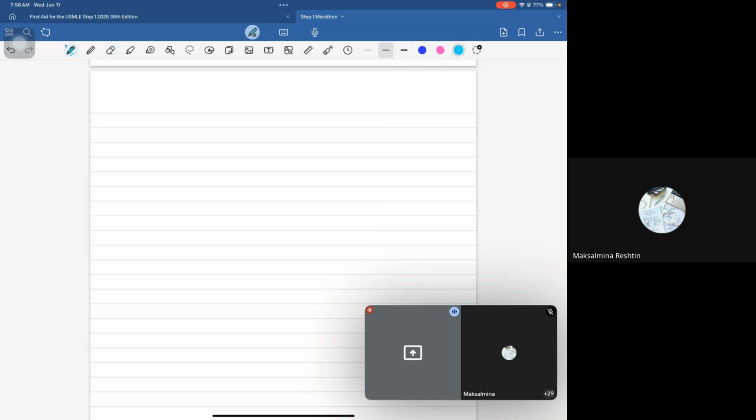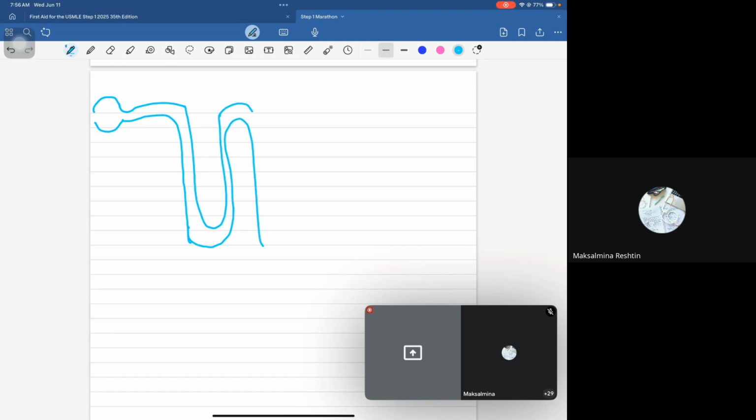So if you look at the nephron, let me draw the nephron once again. This is the nephron. This is the proximal convoluted tubule. This is the descending loop of Henle. This is the thick ascending loop of Henle. This is the distal convoluted tubule, and this is the collecting duct.